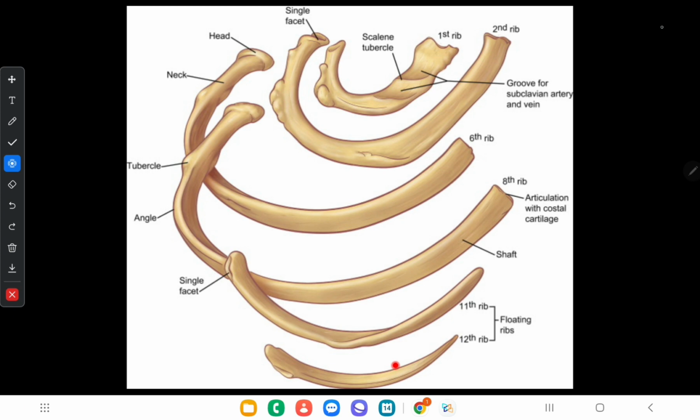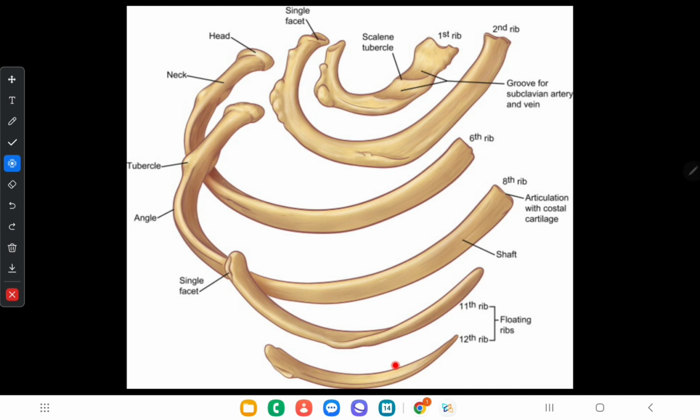There are some clinical correlations of ribs. You have to remember that rib fractures are not very common among children. They are common among adults because in children the ribs are not ossified. They are highly elastic. Therefore, fractures are not common. Then the angle of the rib is the weakest point in adults. Fractures are more common at the angle of the ribs.